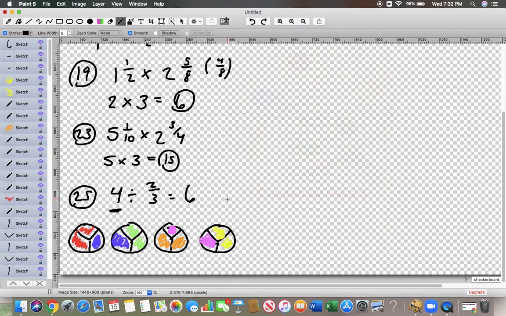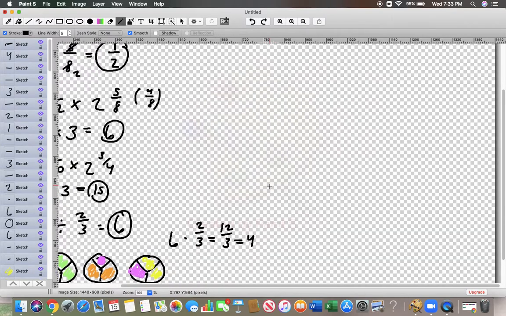Alright, and we want to write the answer in lowest terms. Do you remember how to check that using multiplication? Take your answer, your quotient, multiply it by your divisor, and you should get your dividend, which we did.